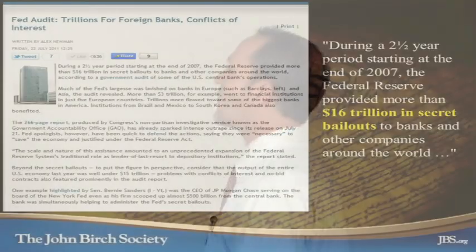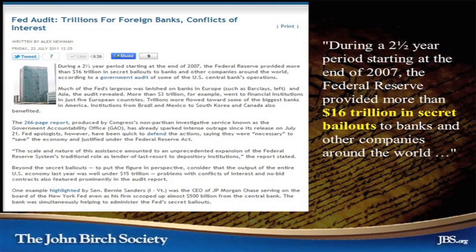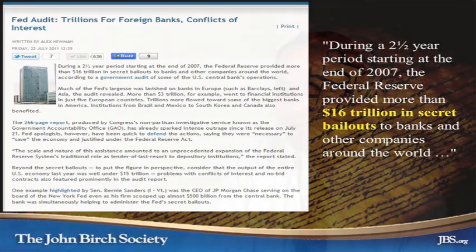Anyway, so they discovered that starting in the end of 2007, the Federal Reserve, over the period of 2.5 years, had provided over $16 trillion in secret bailouts. And since this article was published, they've continued to uncover trillions more. We don't know the total anymore.